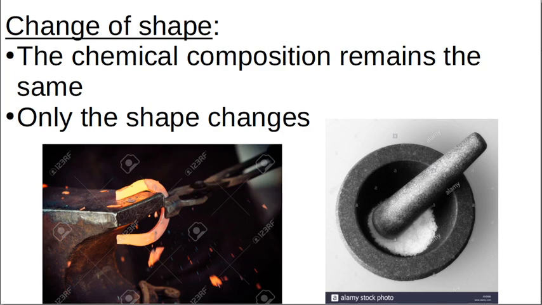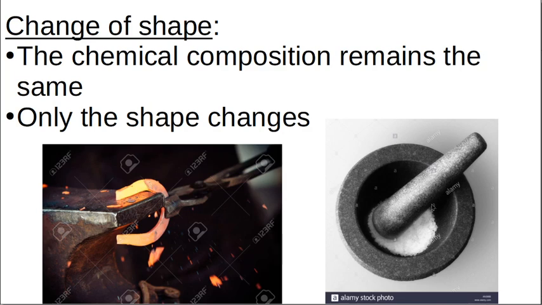So here is a good example of what I'm talking about. When you change the shape in a physical change, the chemical composition remains the same, but the shape changes. So for instance, here is a piece of metal that somebody on Forged in Fire is turning into a horseshoe, and you can see they'll hit it with a hammer and this straight piece of metal becomes a bent horseshoe. You might notice it's also changed color when we heated it.